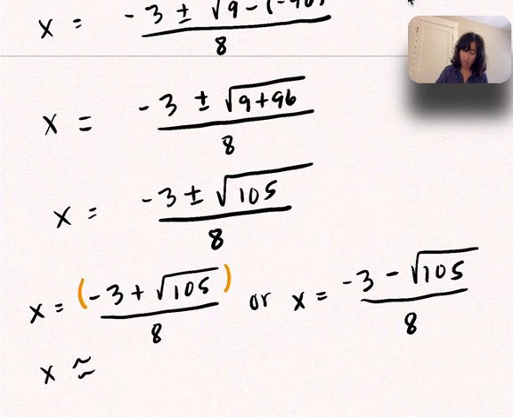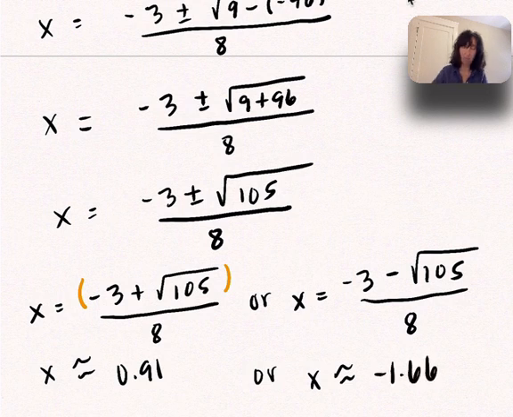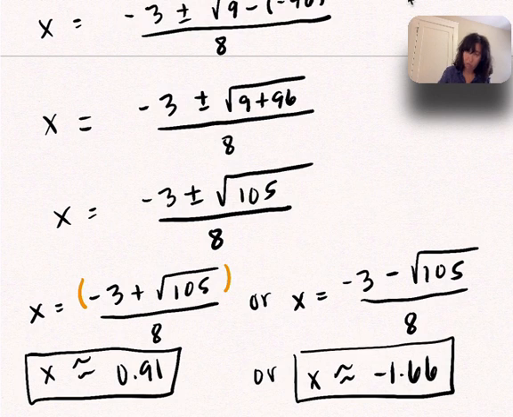So put this into your calculator and round to 2 decimal places, and you should end up getting the following: 0.91 for the first one, or x is equal to negative 1.66. So that's rounded to 2 decimal places. I'm putting this squiggly equal sign, and that means that I've rounded, or it's an approximate answer. So these are our two answers rounded to 2 decimal places.